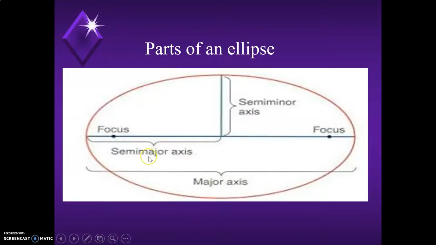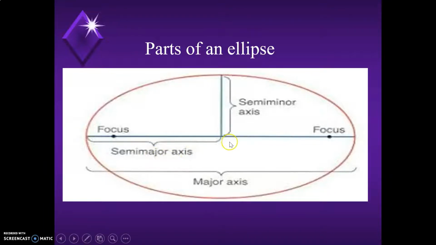Half of the major axis is called the semi-major axis, and half of the minor axis is called the semi-minor axis. We're not going to really use the minor axis, but we are going to use the major axis with the semi-major axis. So semi means just think of half. So half the major axis is the semi-major axis.